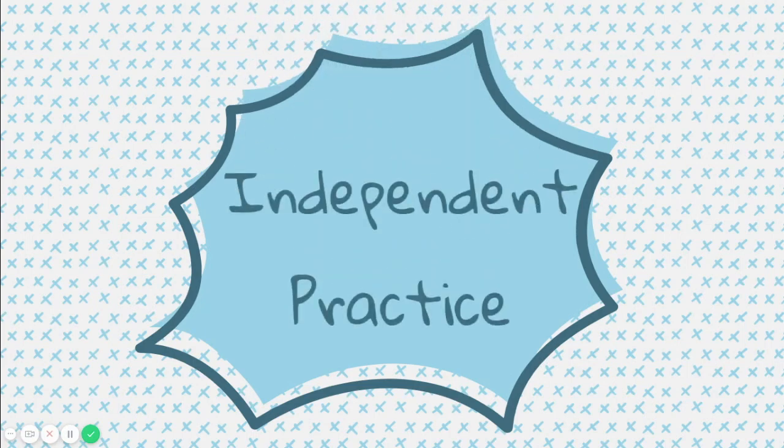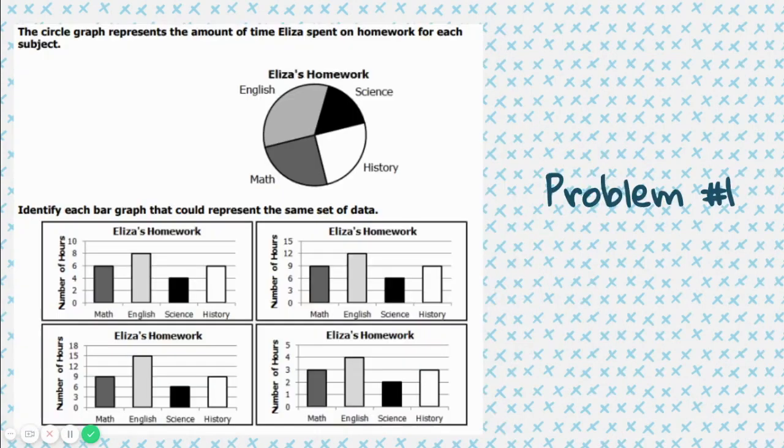All right, it is now time for you all to try to do a couple of problems on your own. Before I go to the next slide, you might want to pause the video so that you can solve these two problems and then play the video again to get to the next one. So here's problem number 1. The circle graph represents the amount of time Eliza spent on homework for each subject. Identify each bar graph that could represent the same set of data.